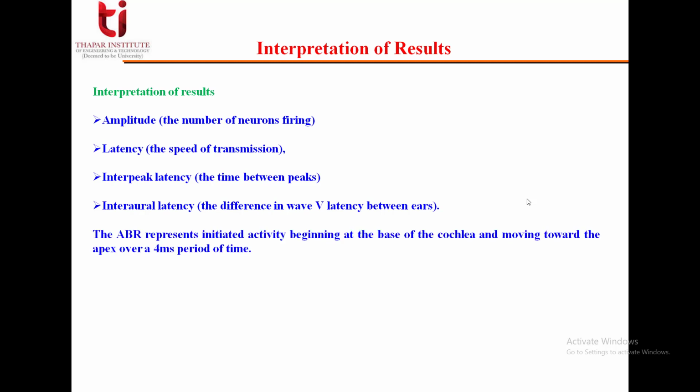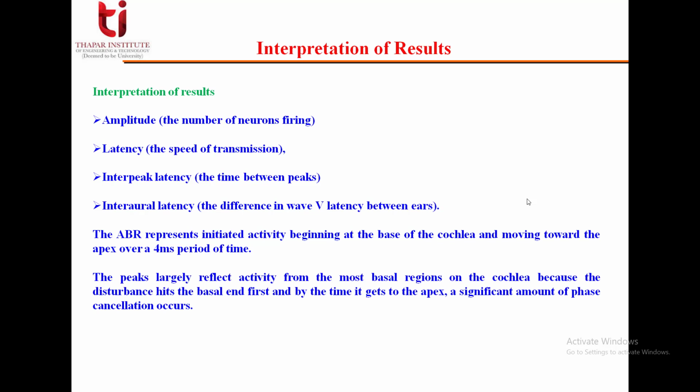The ABR represents activity beginning at the base of the cochlea and then moving towards the apex over a 4 millisecond period of time. The peaks largely reflect activity from the most basal regions of the cochlea because the disturbance hits the basal end first, and by the time it goes to the apex a significant amount of phase cancellation occurs.